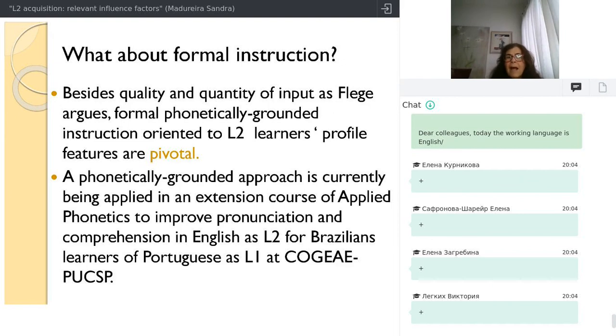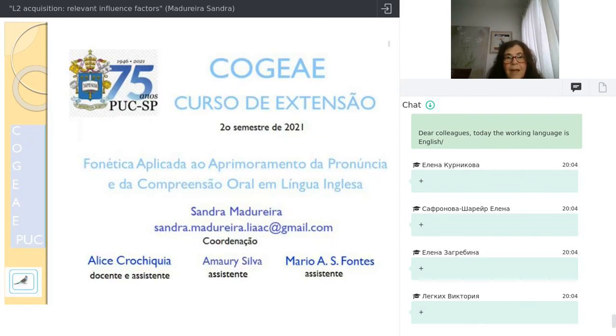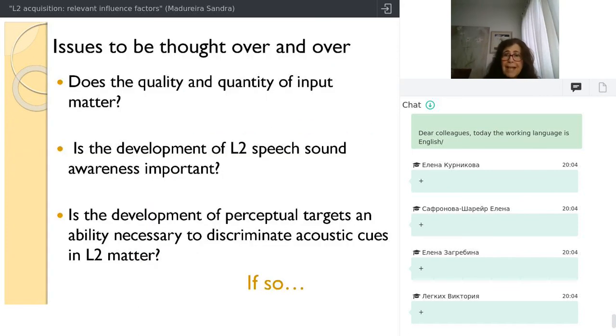I think this kind of formal, phonetically grounded instruction, taking into consideration perceptual awareness, is very, very important. And then we had this approach that is phonetically grounded in an extension course offered by the university: applied phonetics to improve pronunciation and comprehension in English as L2 for Brazilian learners. This is the course in which we use this background, the need to develop phonetic awareness of the sounds of the L2, right?